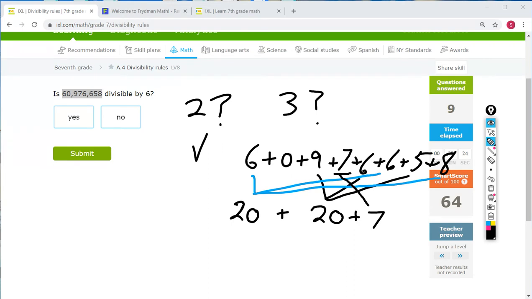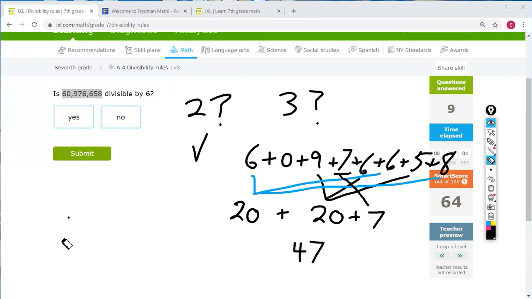Yes. Okay, so 20 plus 20 plus 7 is 47. So now I have to check, does 3 go nicely into 47? And the answer here is no, it does not go nicely into 47. And by the way, if you didn't know that off the top of your head, you could just apply the rule again. So we could apply the rule to 47.